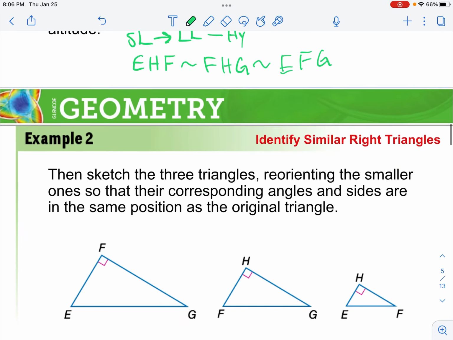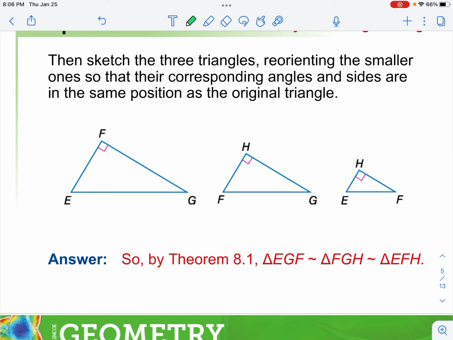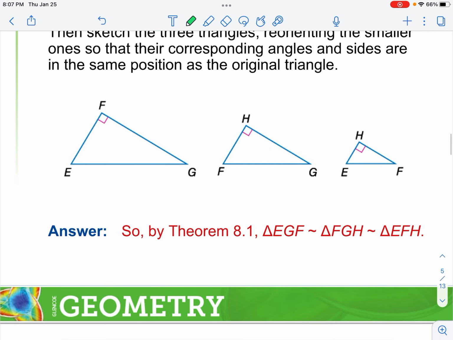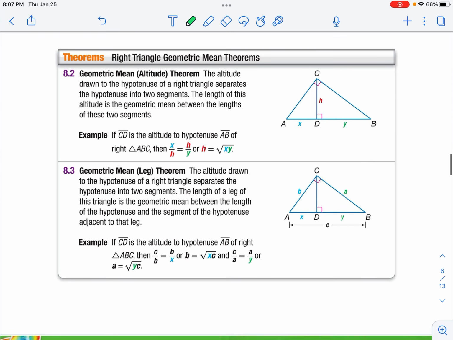Keep going. So this is what I just did. I separated them into three separate triangles, and we can do that. Name their corresponding angles based on theorem 8.1. We have two other theorems, 8.2 and 8.3.